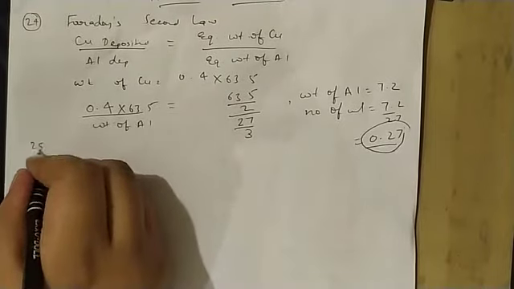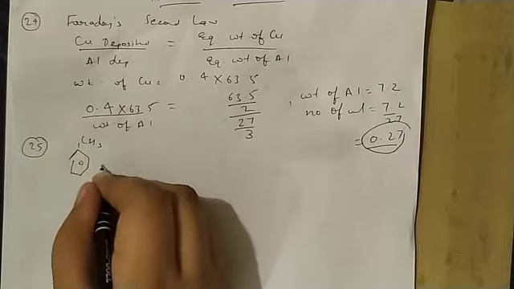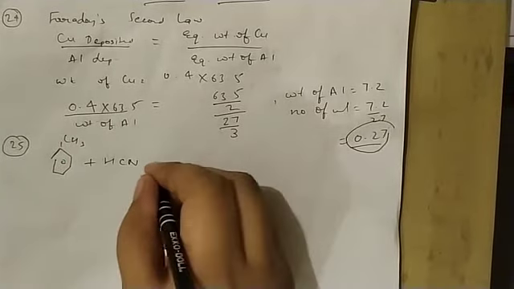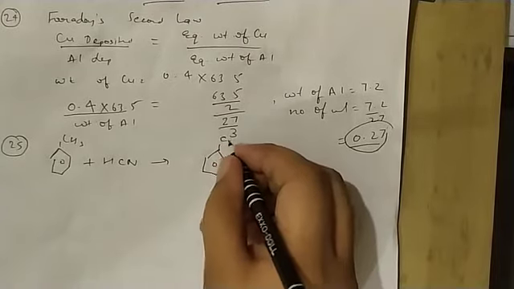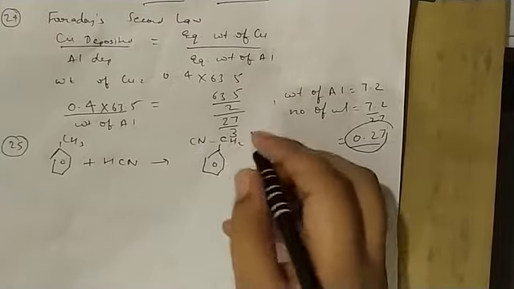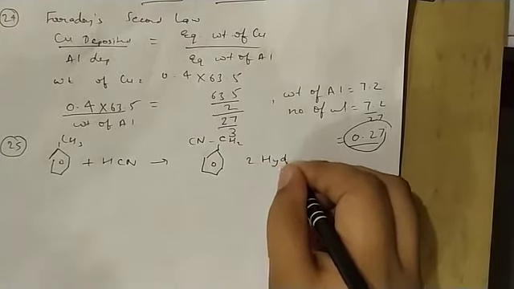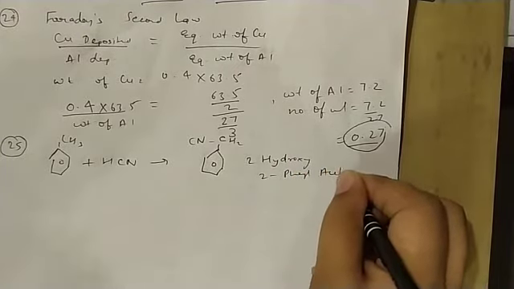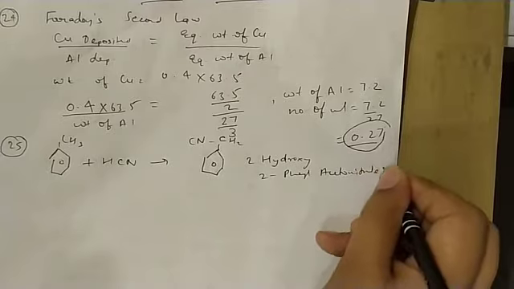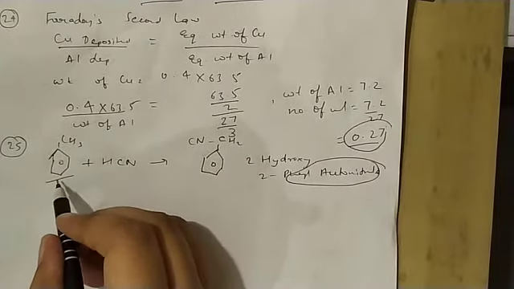The reaction will look like this: benzaldehyde reacts with HCN to form the compound C6H5CH(OH)CN. This compound is 2-hydroxy-2-phenyl acetonitrile. So HCN will react with benzaldehyde to form this compound. Option number B is correct in this case.